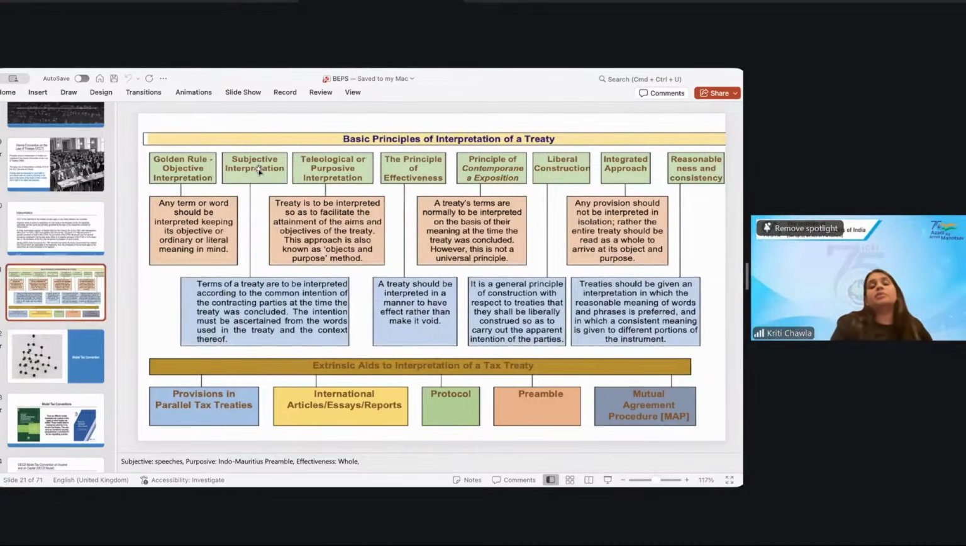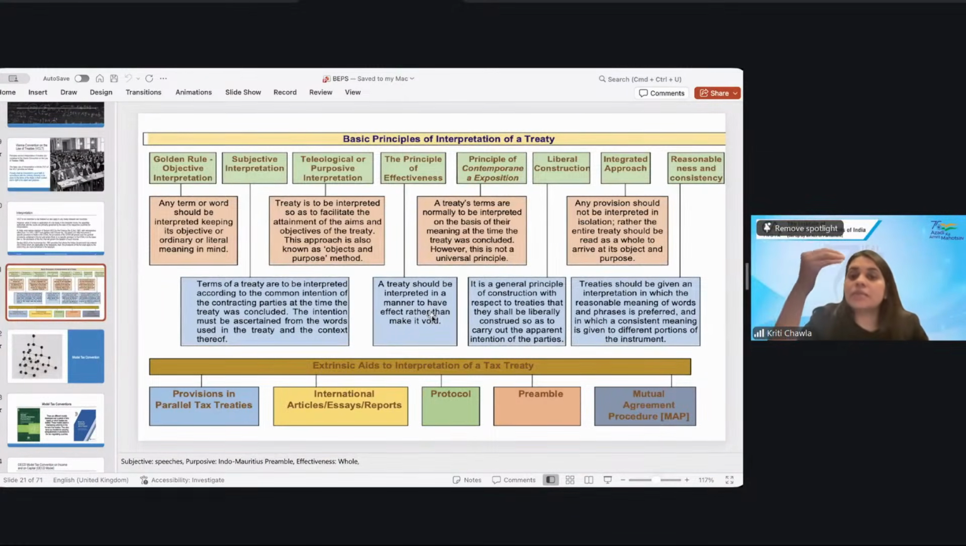Then there is the principle of effectiveness. So what you have to do is that a treaty should be interpreted in a manner to have effect rather than to make it void. You have to look at the treaty from an effectiveness purpose. You have to look at the treaty as a whole to understand what the treaty is all about. So you have to look at a particular treaty from a holistic standpoint.